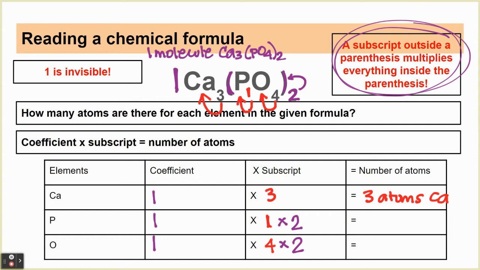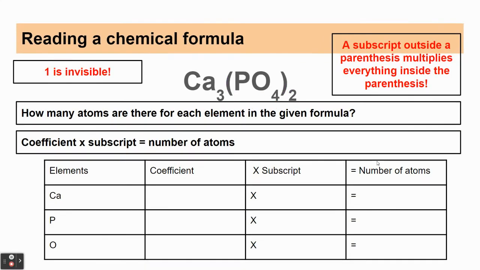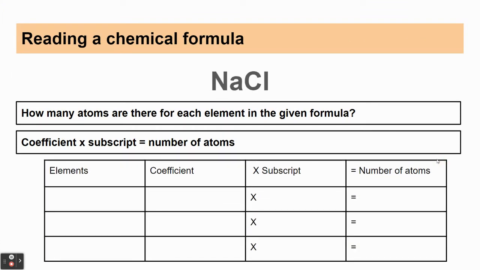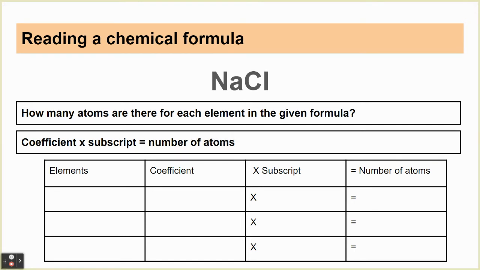All right. So let's count how many P's do we have. 1 times 1 times 2 gives me 2 atoms of P. Okay. And then how many O's do I have? 1 times 4 times 2 gives me 8 atoms of O. You see it? All right. Pretty good. Okay. Let's try this one right here. Pause the video. You can pause the video and try to solve this on your own.